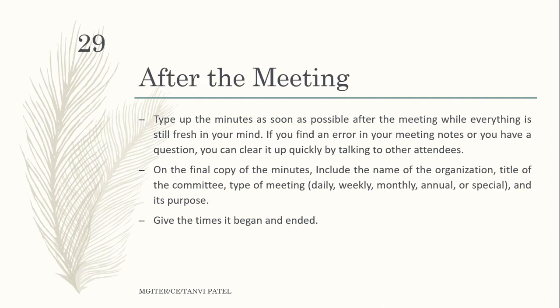After the meeting, type up the minutes as soon as possible after the meeting while everything is still fresh in your mind. If you find an error in your meeting notes or you have a question, you can clear it up quickly by talking to other attendees. On the final copy of the minutes, include the name of the organization, title of the committee, type of meeting, that is daily, weekly, monthly, annually or special, and its purpose.